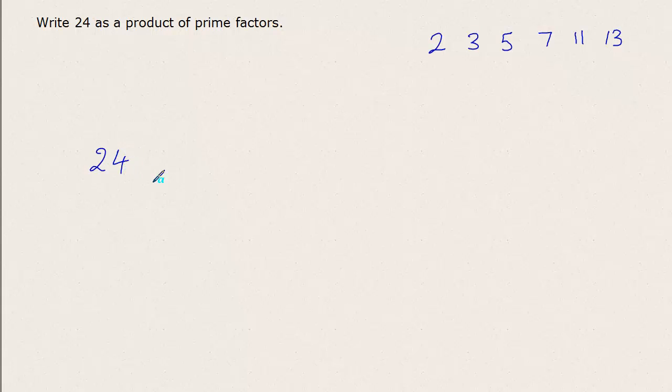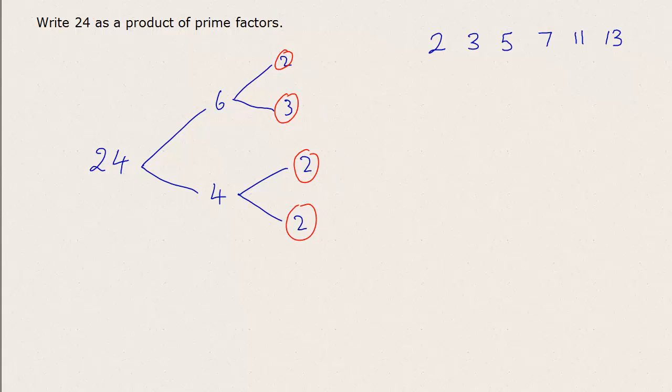So let's start with 24, and just think of 2 numbers that multiply together to give you 24. It doesn't matter which 2 you choose. So we might go for 6 and 4. I know that 6 times 4 is 24. Now what can we multiply to get 6? 6 is 2 times 3, and both 2 and 3 are prime numbers. 4 is 2 times 2, and these are prime numbers.